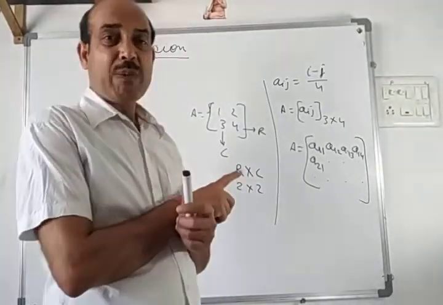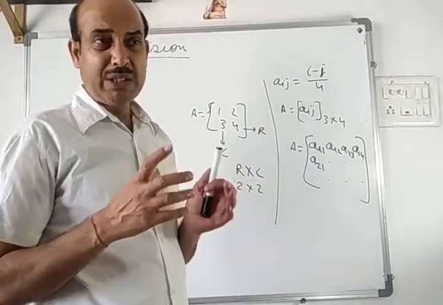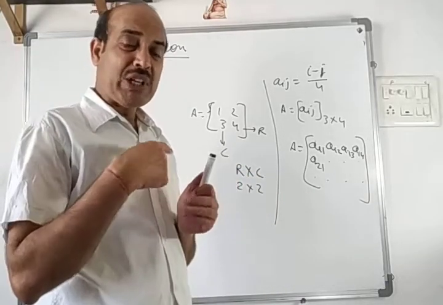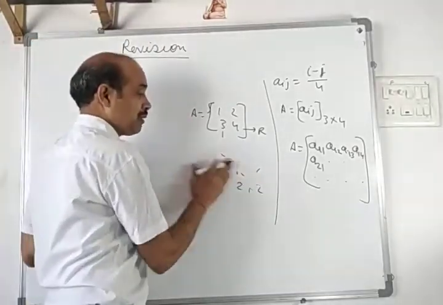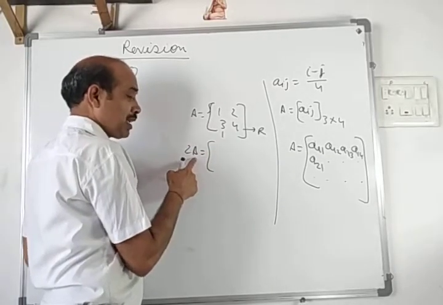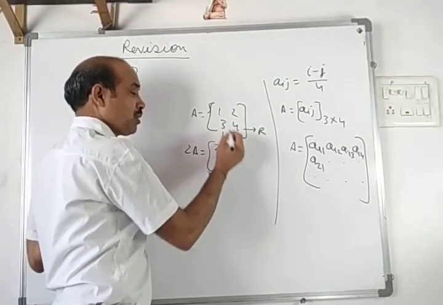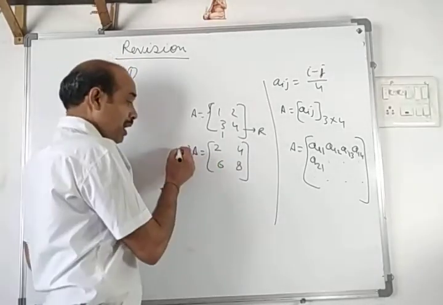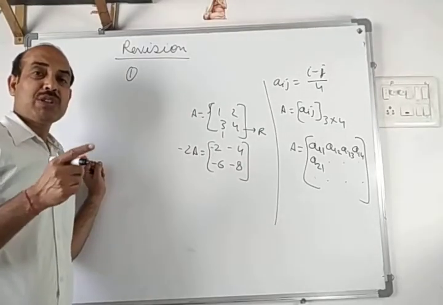After formation or construction of a matrix, the main topic is the multiplication of two matrices and multiplication of a matrix with a scalar. Like this is 1, 2, 3, 4, then twice of A will be: if you are multiplying any matrix by a scalar number, all the elements will be multiplied. So this will be 2, 4, 6, 8. If you are multiplying with minus 2, all will be negative. This is multiplication with a scalar.